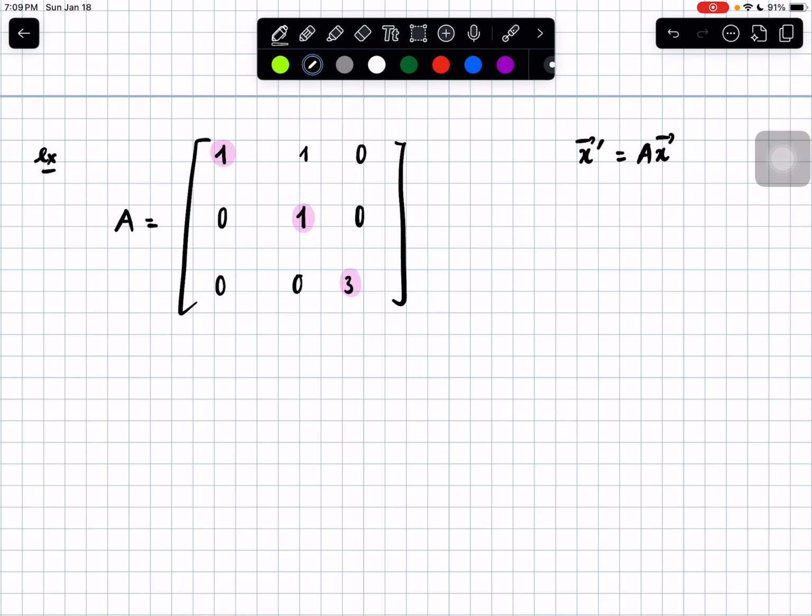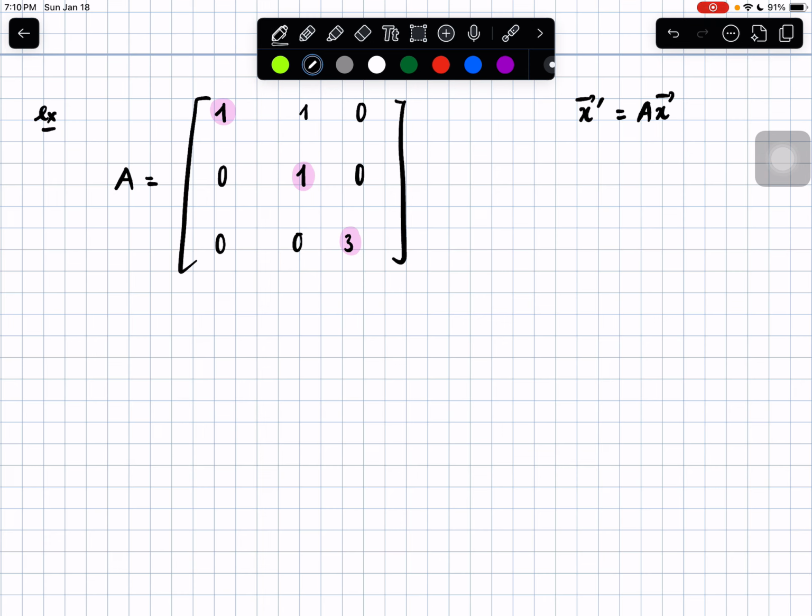We have a 3 by 3 matrix. We want to solve x prime equal to A times x. In this case, it will be a defective eigenvalues case. A is an upper triangular matrix, and therefore we can see the eigenvalues immediately.